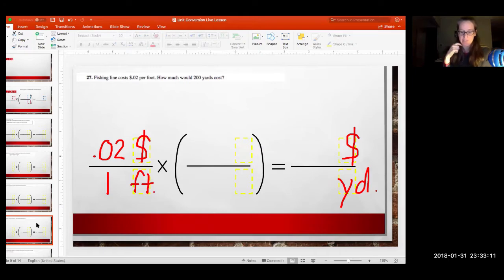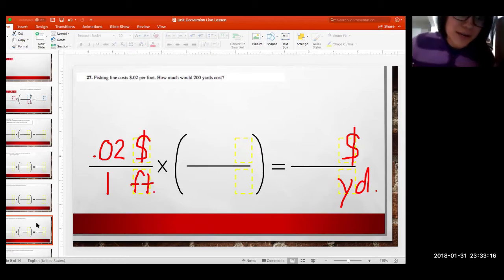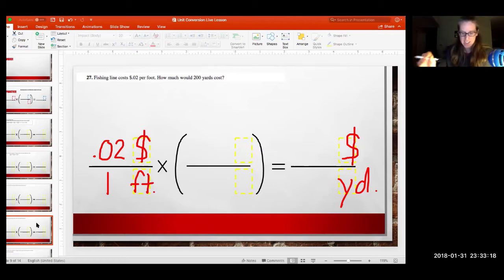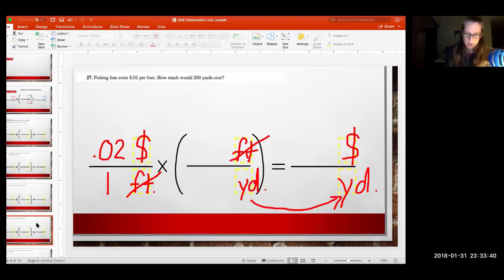Tanya, do you know how many feet are in a yard? Yeah, 3 feet in 1 yard. Good. That's something that's in the book, where it says there's 3 feet in 1 yard. So we want to get rid of feet. We're going to put feet on the top because when they're diagonal, they're going to cancel out, right? And we're going to put yards on the bottom because we want it to end up over here. So 3 feet in 1 yard. That's the information that we have.